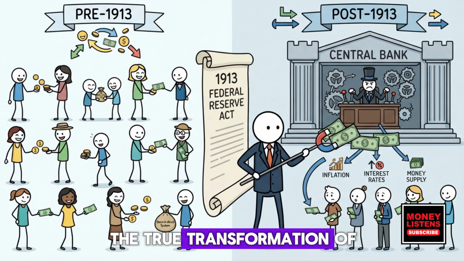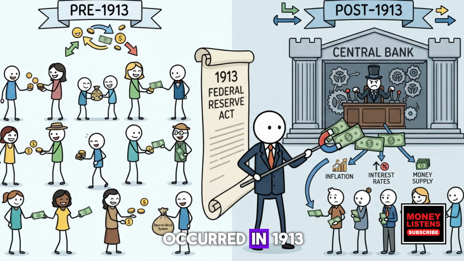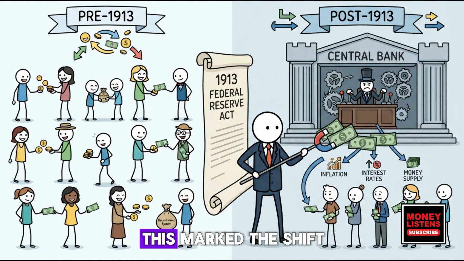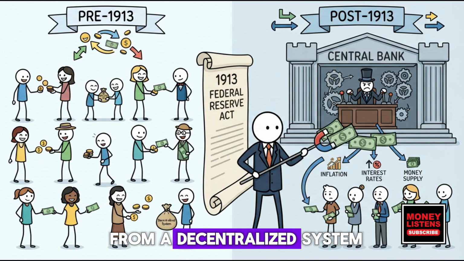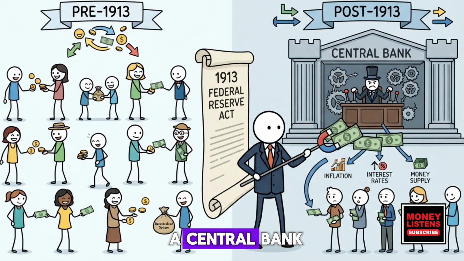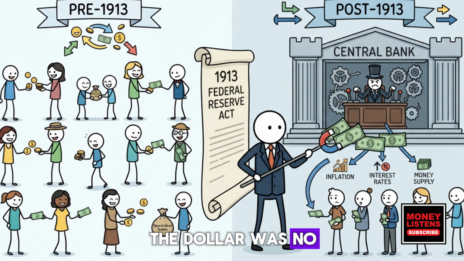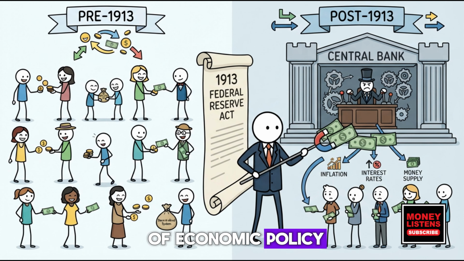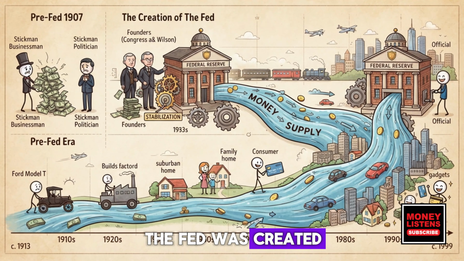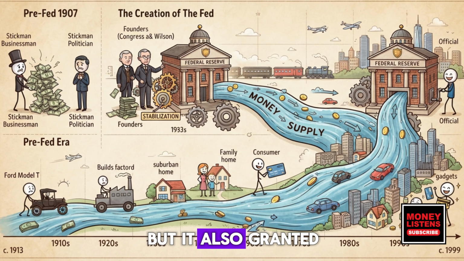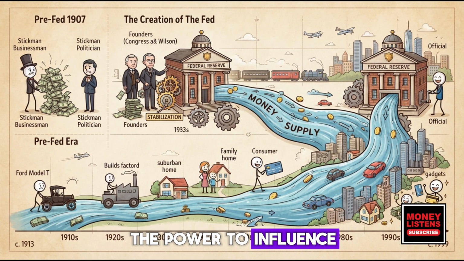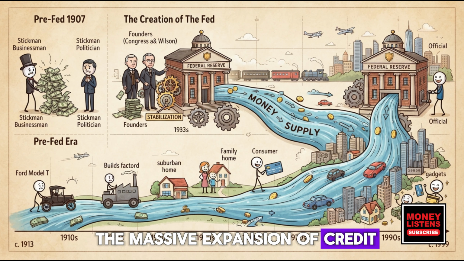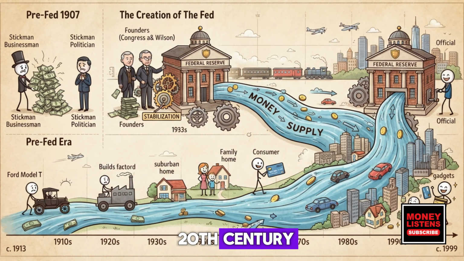The true transformation of the dollar, however, occurred in 1913 with the passage of the Federal Reserve Act. This marked the shift from a decentralized system to one governed by a central bank. The dollar was no longer just a medium of exchange, it became a tool of economic policy. The Fed was created to stabilize the system, but it also granted the government the power to influence the money supply, setting the stage for the massive expansion of credit that would fuel the 20th century.